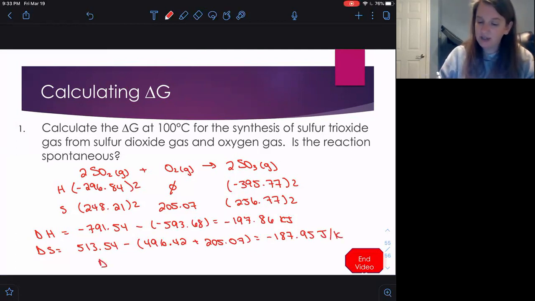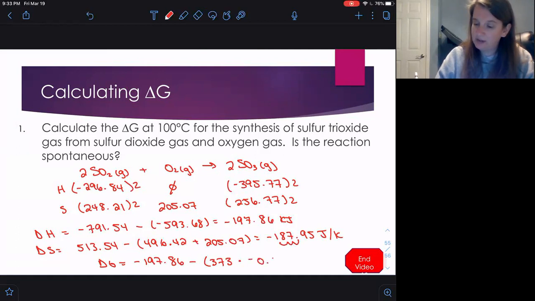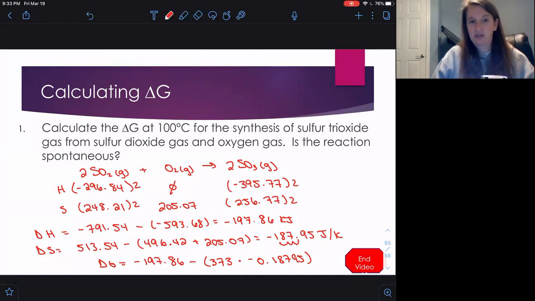So now I can calculate my delta G. Remember, that's delta H minus T delta S. So I have negative 197.86 minus 373, because I have to have my temperature in Kelvin, times, let me move my decimal point 3 times to the left, negative 0.18795. Don't forget that negative sign there when you guys are doing your calculations, okay? So negative 197.86 minus 373 times negative 0.18795. And my delta G, let me put this up here because I'm running out of room. My delta G is negative 128 kilojoules.